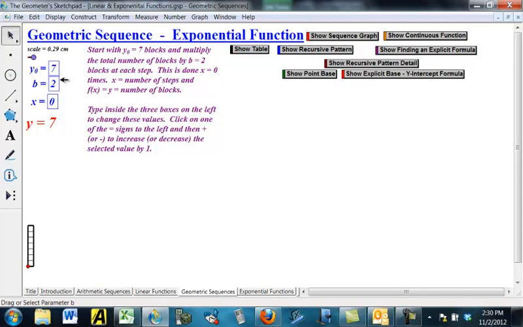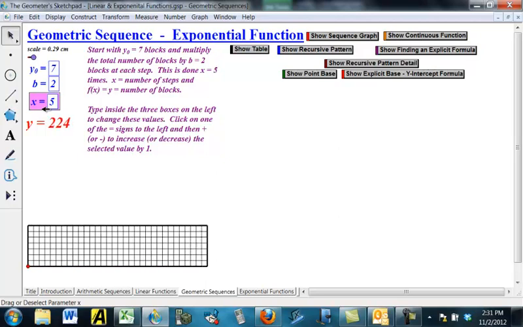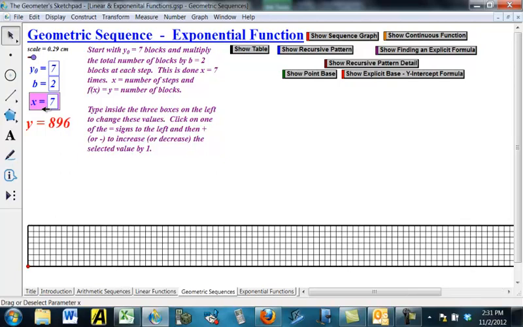And notice I've still got y sub 0 is 7, so I'm still starting with 7 blocks, which I've arranged vertically this time. But this time the base is 2, and the base, not m this time, but b, is 2. And this tells us how many times we're going to multiply. As I step through this, notice I first have 7 blocks. I'm going to copy what I've got and add it on so that I'm doubling the total number of blocks. So now we're up to 14. And we double again, we're at 28. Double again, we're at 56. Double that whole thing again, 112, 224, 448, 896, and so on.